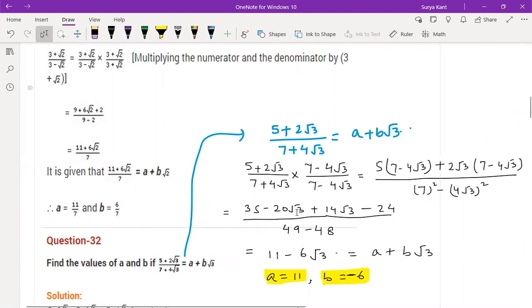No one is having doubt in this. This is the hardest sum that comes in the rationalization part. Nobody asks more than this. This type of question is harder. They'll ask easy sums in 2 marks, like 2 plus root 3 divided by 2 minus root 3, just rationalize. These kinds of sums will be a bit harder.